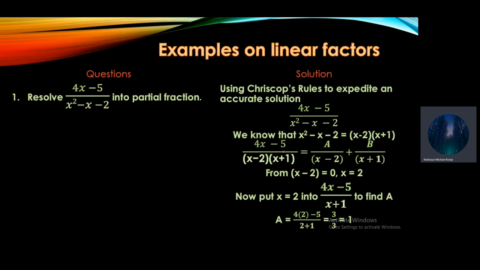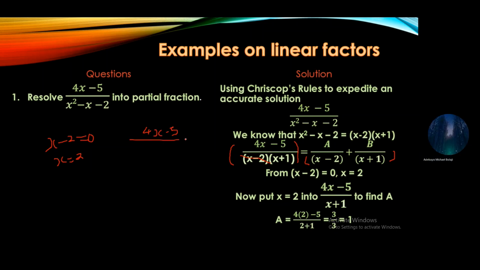Now, resolving our algebraic expression into this partial fraction, that's a over x minus 2 plus b over x plus 1. Then I ask myself, what is the factor under a? The factor under a is x minus 2, so I bring it out, x minus 2, then I equate it to 0. Equating it to 0 will give me the value of x to be equal to 2, right? Then I check my expression here. I have 4x minus 5 over x minus 2 times x plus 1. Since we've used x minus 2, I cancel out x minus 2, and it remains 4x minus 5 over x plus 1. Finish.